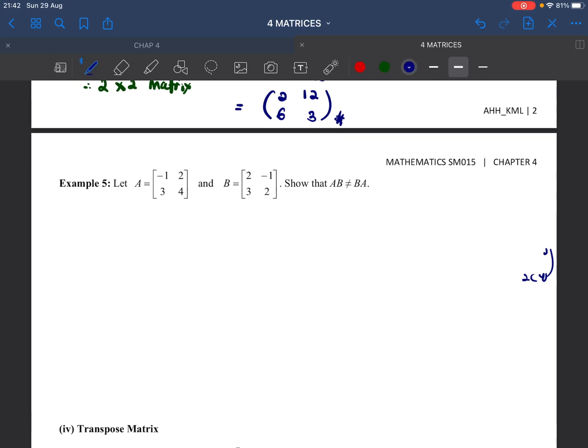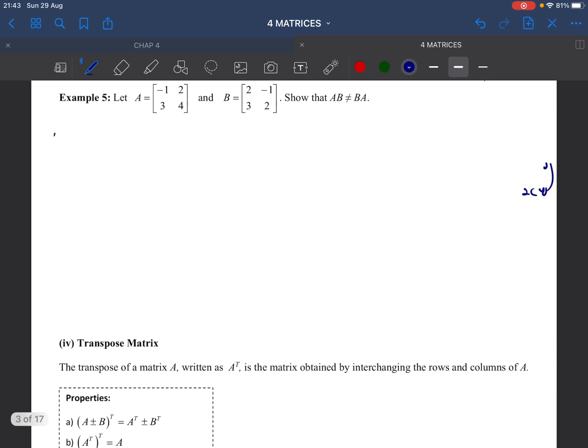Let A equals to this and B equals to this. Show that AB is not equals to BA. So if the question said like this, we just have to show A times B, B times A. Okay, and then we are just going to find the answer sama ada sama ataupun tidak lah. So let's see. AB is equals to negative 1, 2, 3, 4, 2, negative 1, 3, 2. Both 2 by 2 matrix, so kita boleh darabkan, which is we are going to get a 2 by 2 matrix juga.